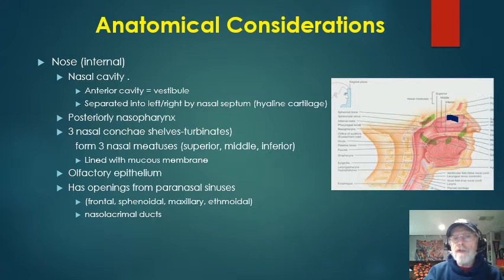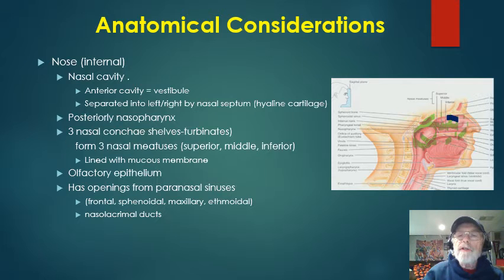There's actually an inferior, a middle, and a superior turbinate shelf in there. Right underneath the middle one, most of the sinuses, the frontal sinus, the maxillary sinus, the ethmoid sinus and the sphenoid sinus, not all the ethmoid sinuses but a couple of them, have ducts that empty into the nose in this area, underneath that middle turbinate. Posteriorly, I get to what's called the posterior nasopharynx.